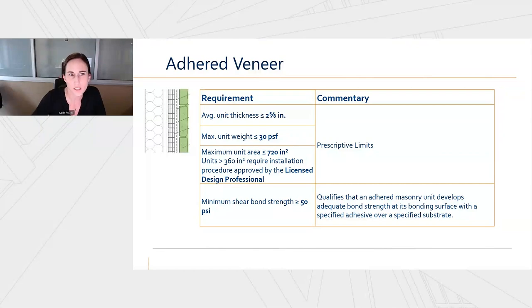Consideration should be given to back buttering them and/or using multiple workers for installing those units. And just for clarity, 360 square inches is a unit size of 20 inches by 18 inches. Another requirement here is the minimum shear bond strength, and that's set at 50 PSI. That qualifies that an adhered unit develops adequate bond strength at its surface with a specified adhesive over a specified substrate. And I think Daren touches on this in a couple of his case studies.